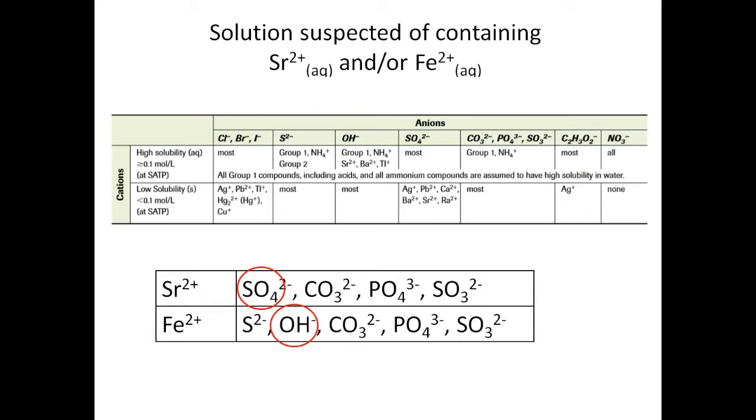Rather, I would look for anions that are unique. For my iron-2, I could use hydroxide ion, because iron-2 and hydroxide ion would result in the formation of an insoluble compound, whereas strontium ion and hydroxide ion would not form an insoluble compound. Therefore, if I added a testing solution that contained hydroxide ion and a precipitate formed, I could then suggest that it's due to the possible presence of iron.